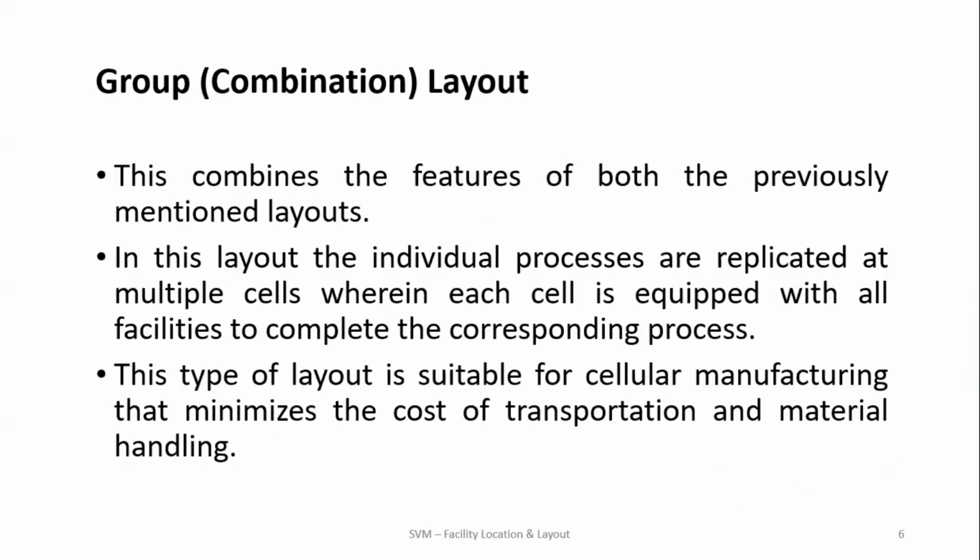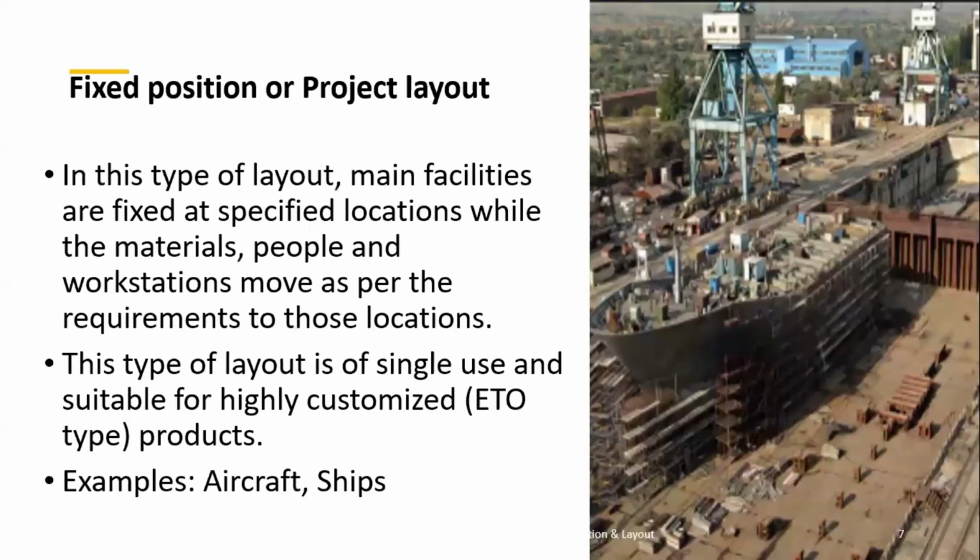Group combination layout combines the features of both the previously mentioned process and product layouts. In this layout, the individual processes are replicated at multiple cells, wherein each cell is equipped with all the facilities to complete the corresponding process. Means each cell will act like a process, as in a product layout. This type of layout is suitable for cellular manufacturing that minimizes the cost of transportation and material handling.